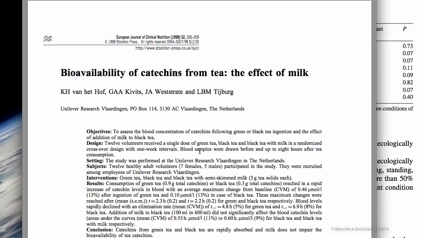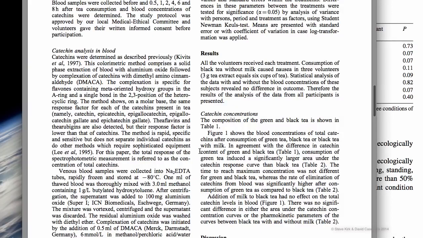This is a paper that compares green tea, black tea, and black tea with milk by measuring the catechin levels in the blood of 12 people after drinking the tea. And here's the results section. In this case, the results section starts by explaining the problems they had collecting the data. 3 of the volunteers got stomach aches from drinking black tea, so they compared the results with and without those 3 subjects, and since they found no difference, they decided to keep that data in with all the results.